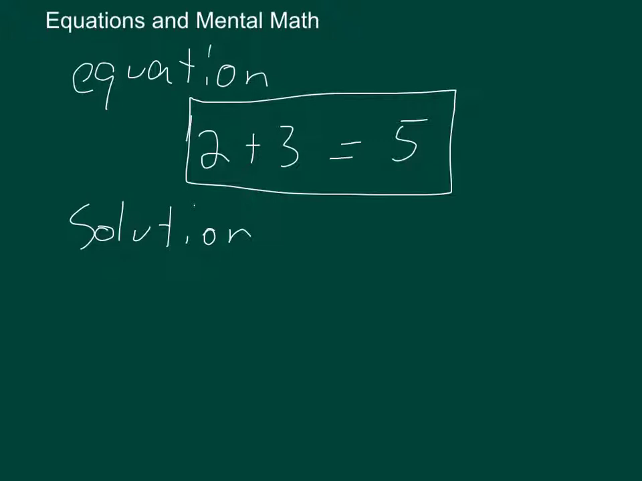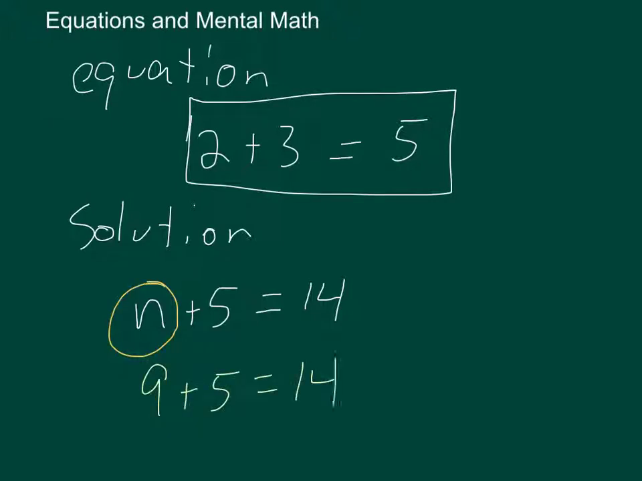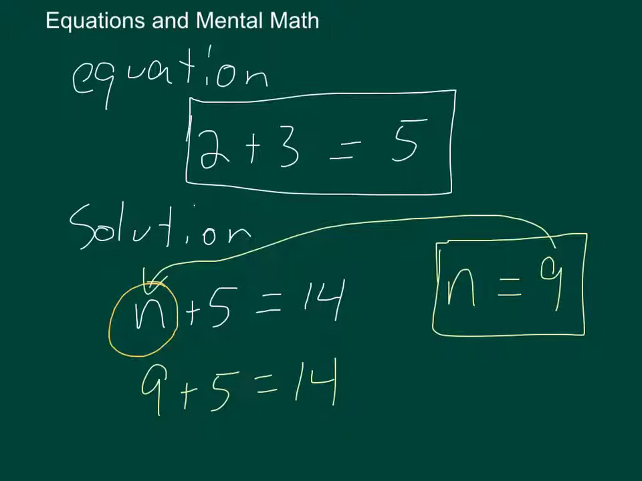So let's look at an example. Let's say we have n plus 5 equals 14, and we want to find the solution. So we want to find what is the value of n that would make this equation a true statement. What plus 5 would equal 14? Well, 9 plus 5 is 14. So the solution to this equation is n equals 9, because if you substitute 9 in for n, you get a true statement. That's a solution to the equation.